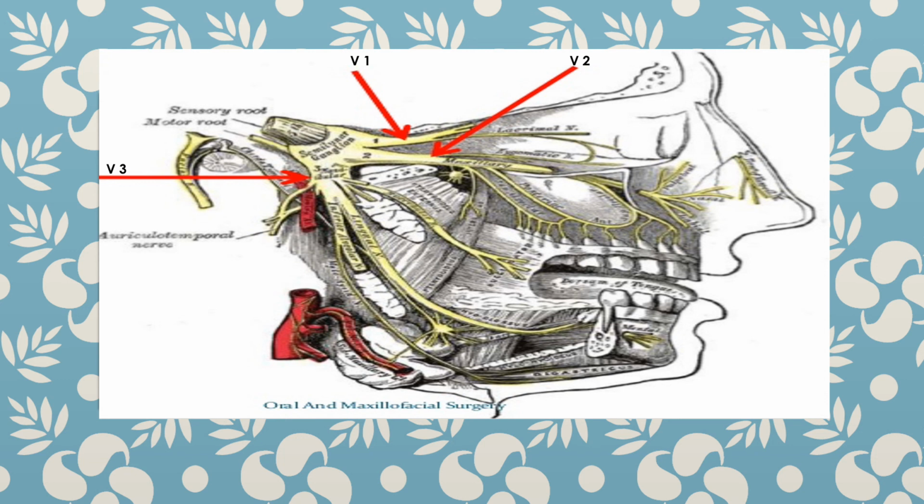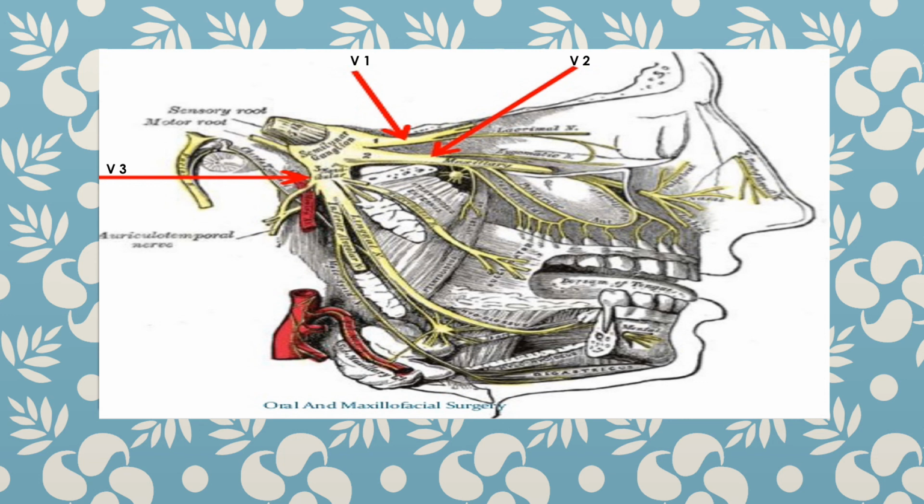You can see here the main sensory root and the motor root. Both the sensory root and motor root head toward the trigeminal ganglion. After the trigeminal ganglion, you can see here V1, that is the ophthalmic nerve. You can see V2, that is the maxillary nerve, and you can see here V3, that is the mandibular nerve, or the mandibular division of the trigeminal nerve.